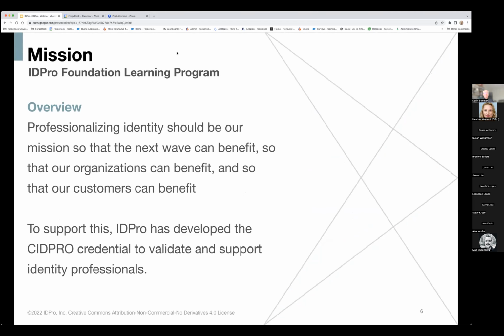So first of all, why are we doing this? As Heather's just said, IDPro is about professionalising the identity industry. We need to be able to create people coming into the industry to become future talent, to be able to develop their skills as a professional identity person, so that our organisations and our customers can benefit. To do this, a really important part is to create a credential that has relevance, that has meaning, that will really help recognise that expertise in identity, and to validate and support identity professionals.